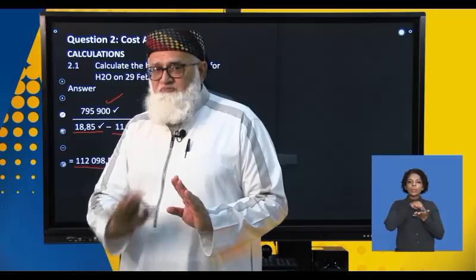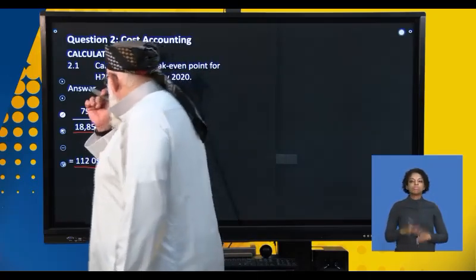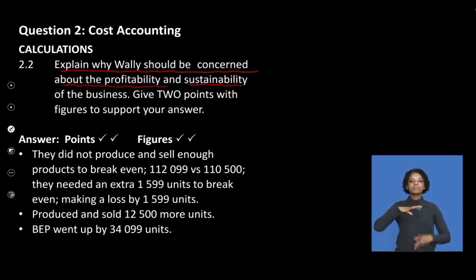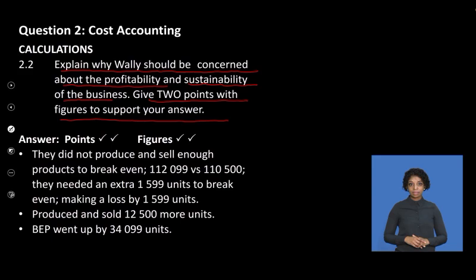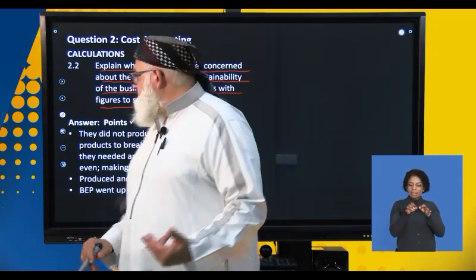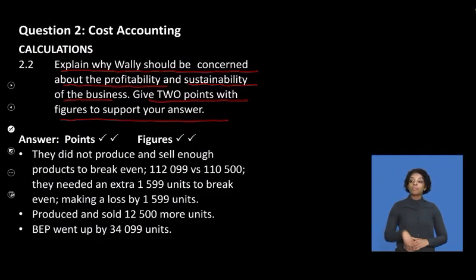So one part of it is the calculation, the application part. Now, there was another question, and the question said, explain why Wally should be concerned about the profitability and sustainability of the business. Give 2 points with figures to support your answer. Right, let's look at this now. This is the interpretation part of the question. What are we supposed to say? They did not produce and sell enough products to break even.